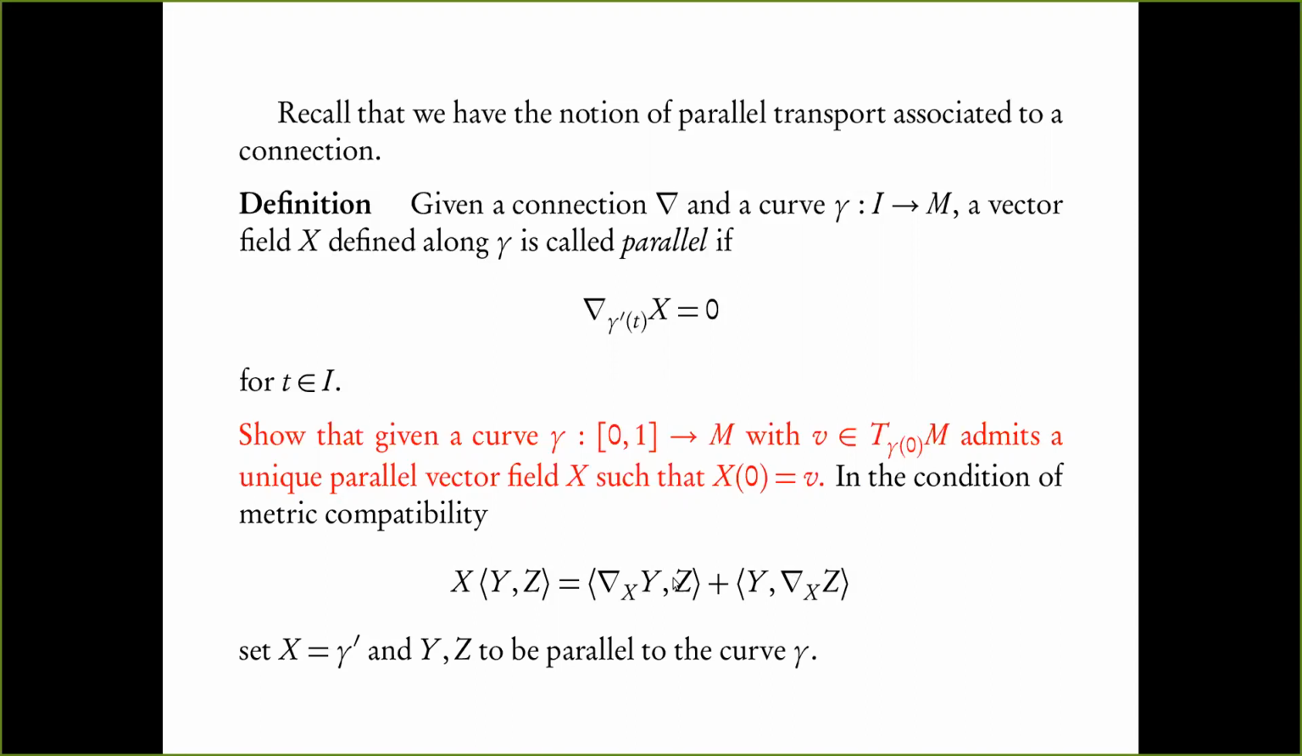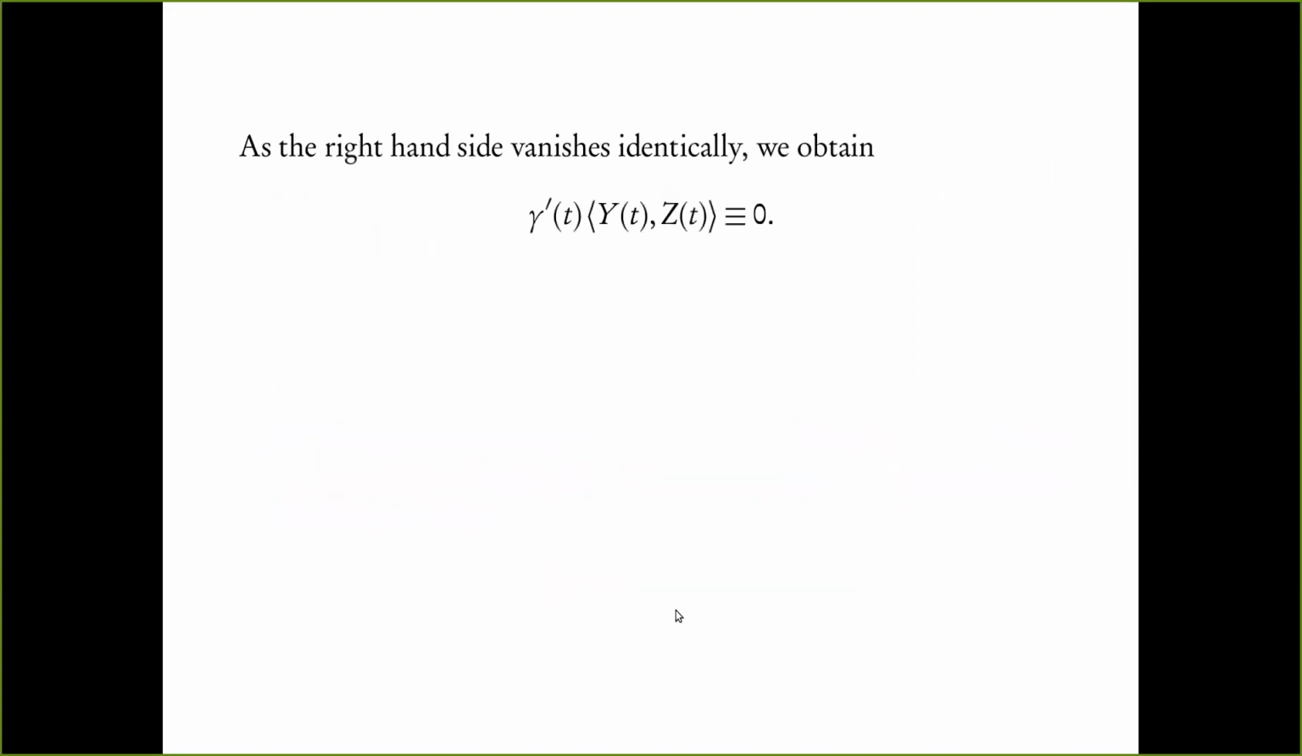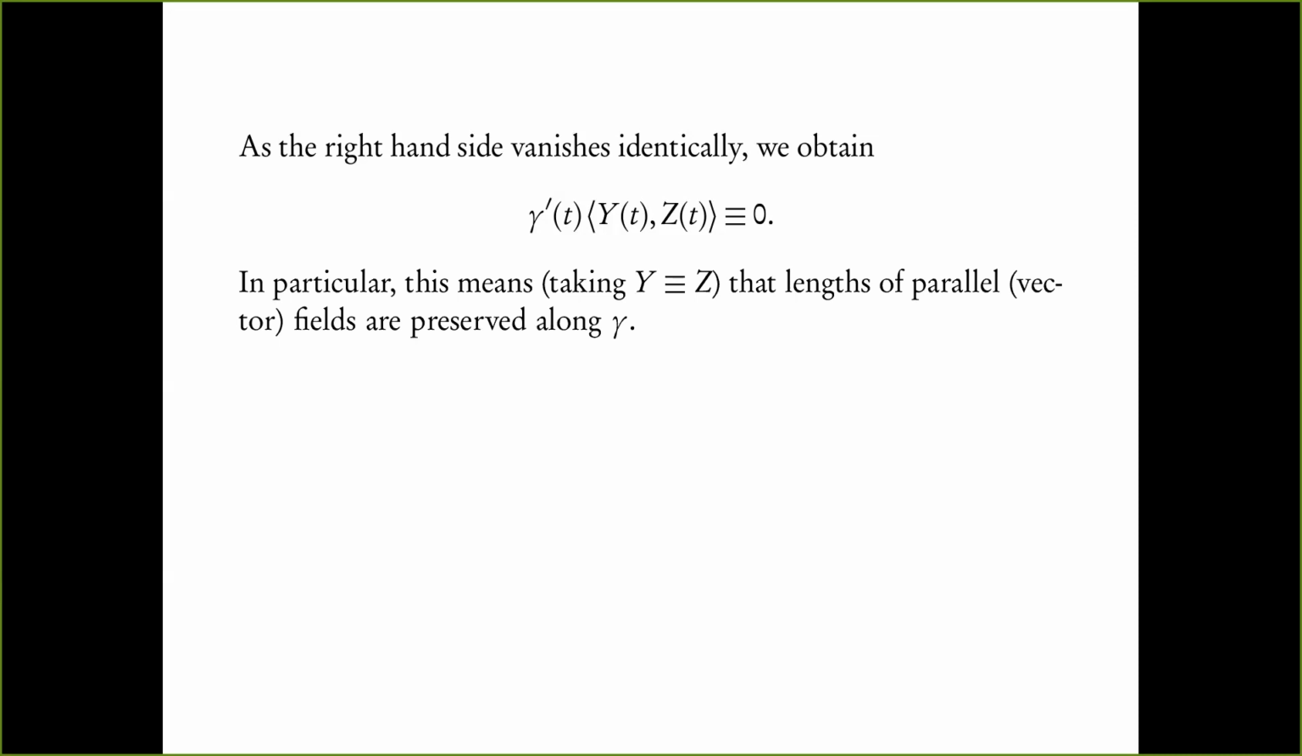So with this specific choice, these two right-hand side terms become 0. So we observe that the left-hand side has to vanish identically as well. But the left-hand side is nothing but the derivative of the dot product of y(t) with z(t) along gamma prime. That simply means you have these two vectors y and z along the curve gamma, you're taking the dot product, and this dot product is a constant along gamma because its derivative is 0, right?